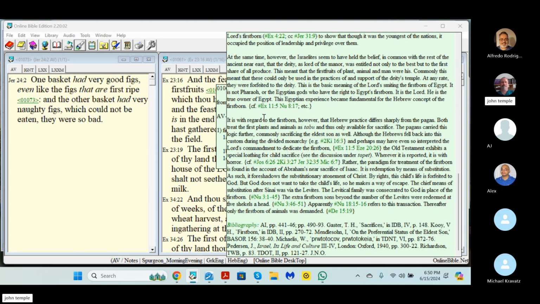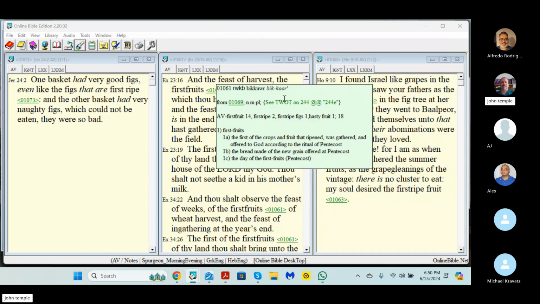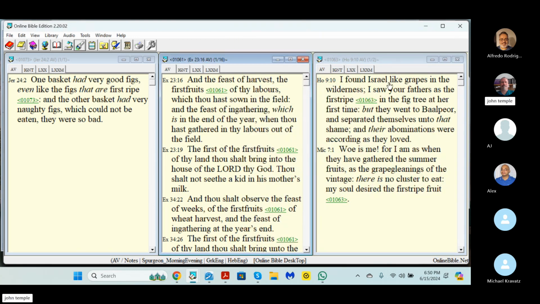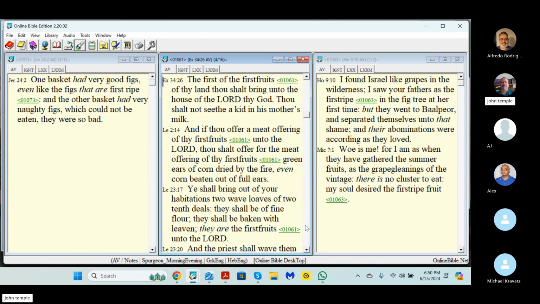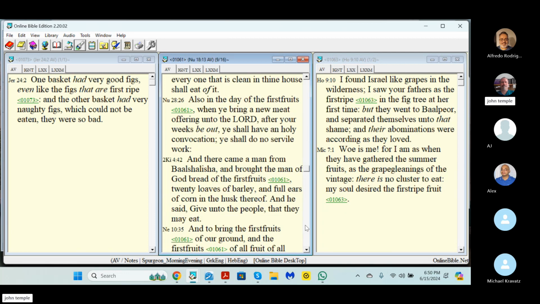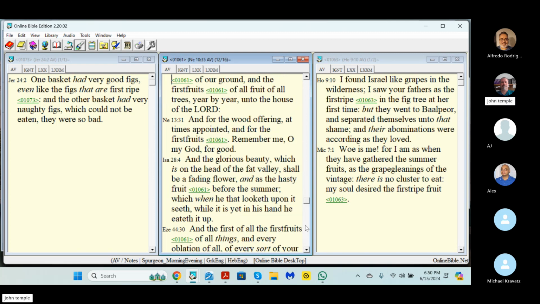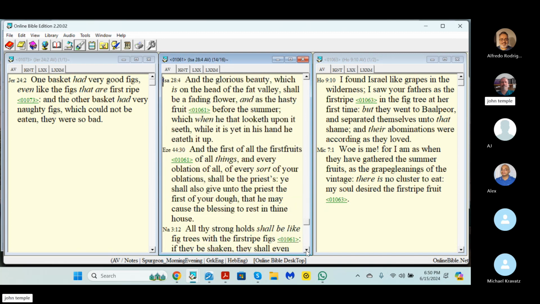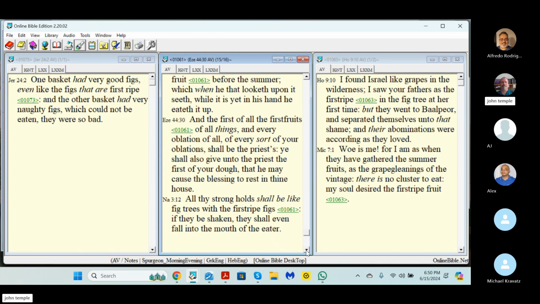We can't read all of this, but if you got your TWOT, just go to number 244 and have fun looking at all this. And there's 16 verses with that, talking about the first fruits. Can't get into all of it, but as you can see, there's a lot of good verses here. There's that 28:4. We're probably going to read this about 5 times. It comes up a lot in the study here. The hasty fruit before the summer, and Nahum 3:12. I looked at that about 5 times.